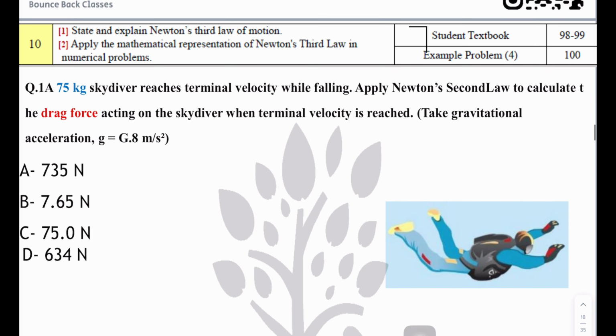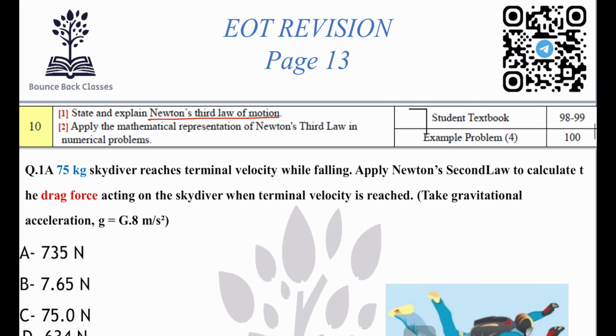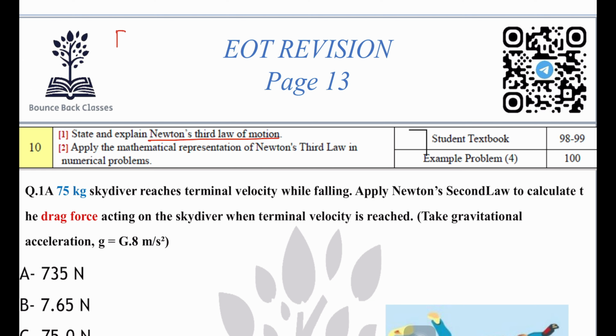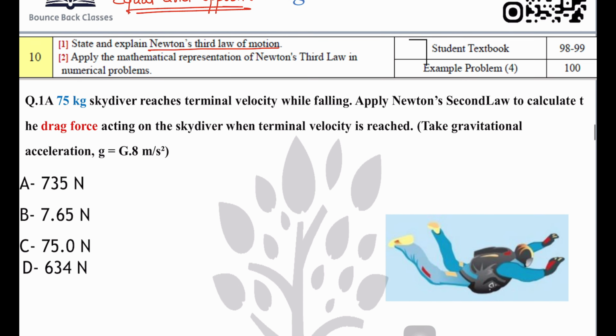Question number 10. Newton's third law of motion. This is something very, very easy. As we know, the force, so in force we have two types: action and reaction. You just need to say for every action there is an equal and opposite reaction. This is your Newton's third law. Okay. Now let's read the question.